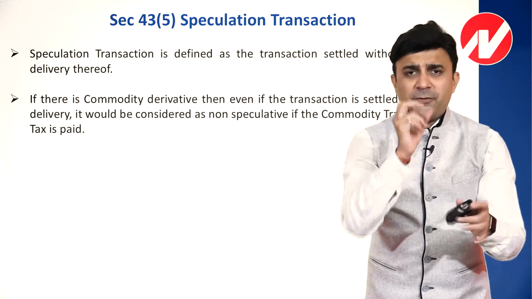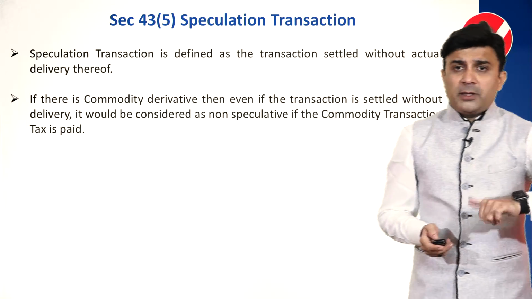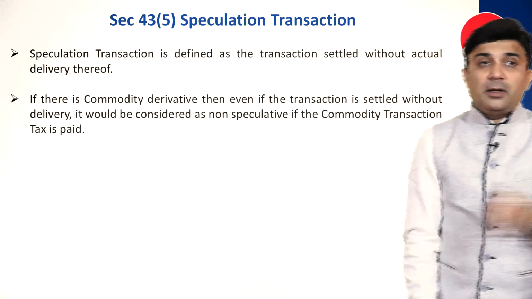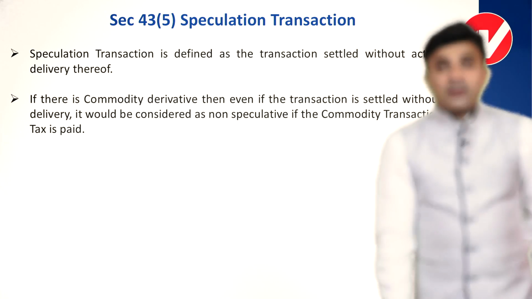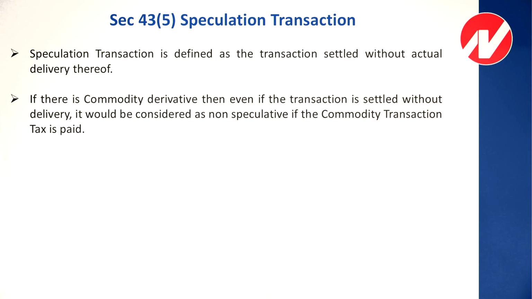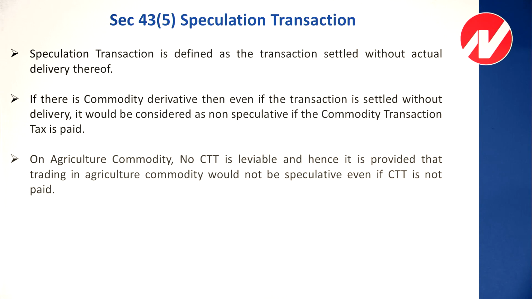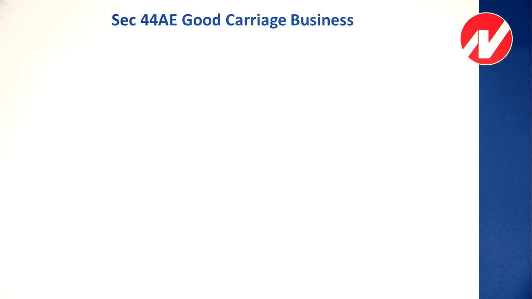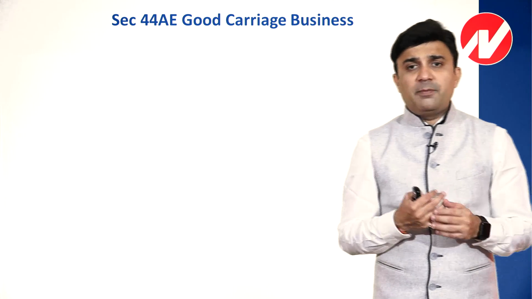There was definitely a lacuna between the law income tax and the law CTT, and to overcome the same, it has been provided this year that if there is commodity derivative, then even if the transaction is settled without delivery, it would be considered as non-speculative if the CTT is not paid. Friends, even if the CTT is not paid, it would be considered as non-speculative and there would not be any problem in setting off against the normal business. So, this is a clarificatory amendment, a welcome amendment.